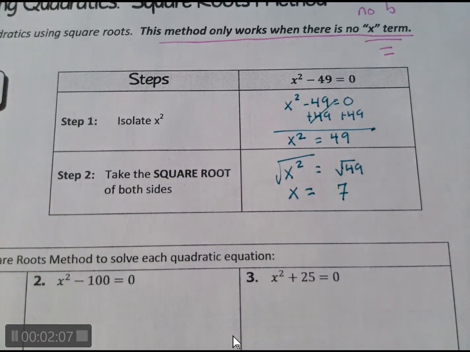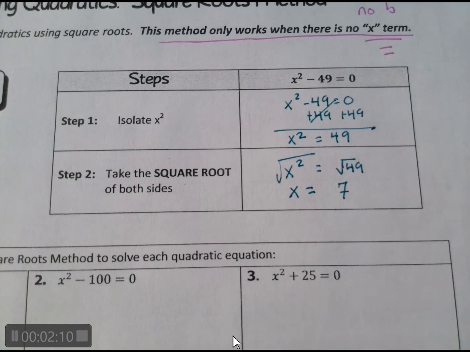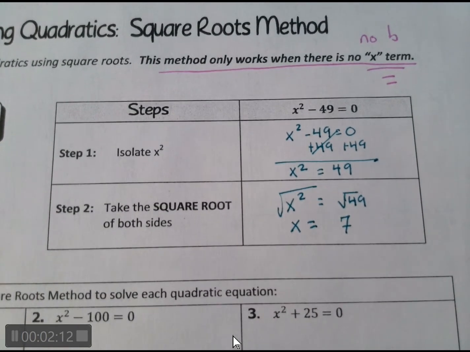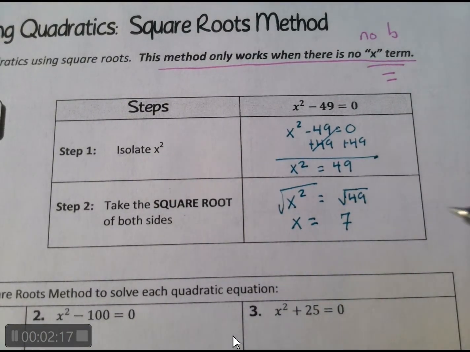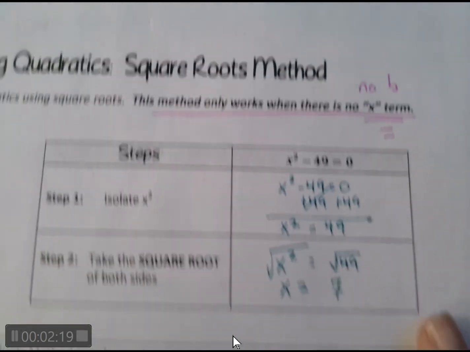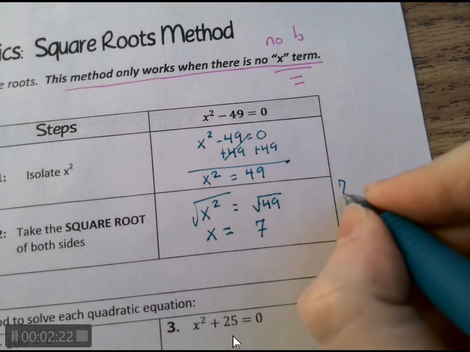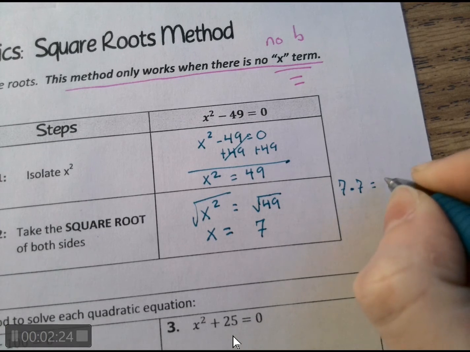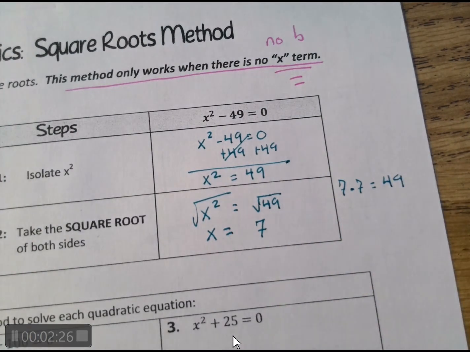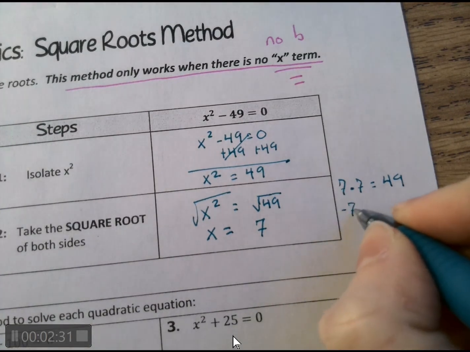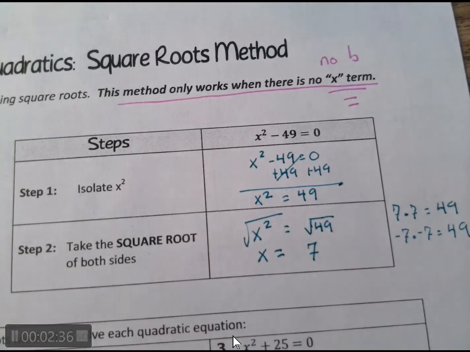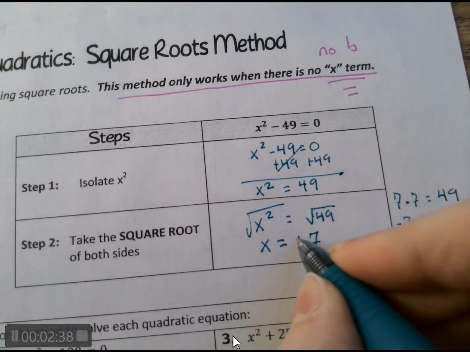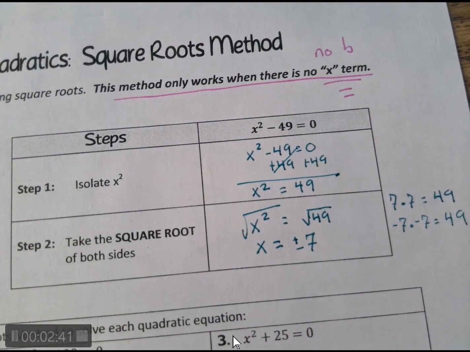Now, positive 7 is an answer, but there's also a second answer. Okay? Because the square root finds the number that you multiply by itself to get there. 7 times 7 equals 49. But what else equals positive 49? Negative 7 times negative 7 equals 49. So our answer actually has to be plus or minus 7.